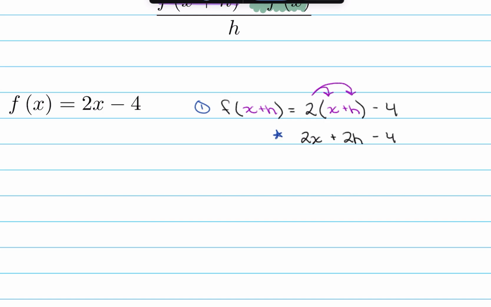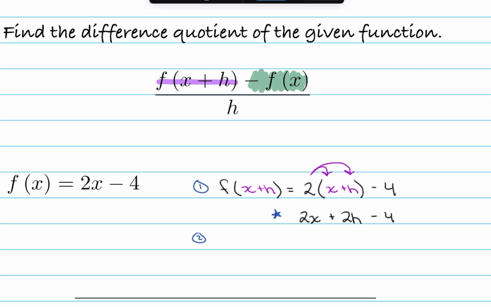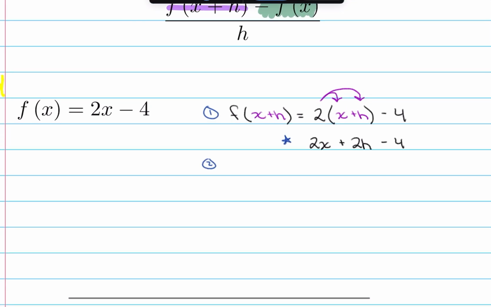Okay, now we're going to move on to step 2. Step 2, I told you, come back up here. Step 2 is negative f of x. Okay, so we are going to put a negative sign in front of whatever our f of x is. And what that really means is we're just going to distribute a negative 1, you can draw it there if it helps you see it, over the function 2x minus 4.